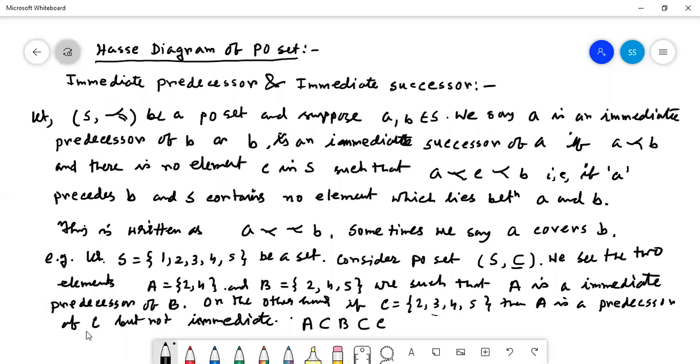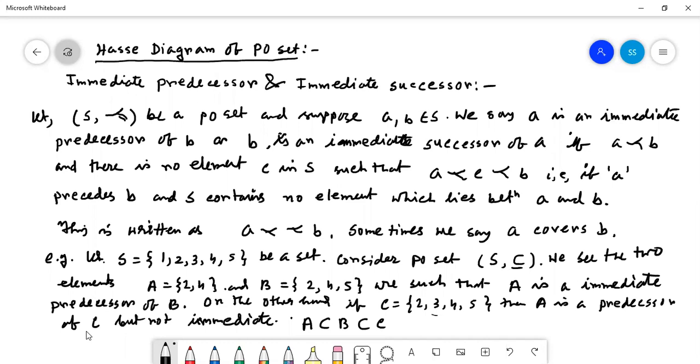Here the relation taken is subset, so we are taking A, B, C, three elements. But C does not lie between A and B. A is a subset of B, and B is a subset of C. So B is the immediate successor of A, and A is the immediate predecessor of B.